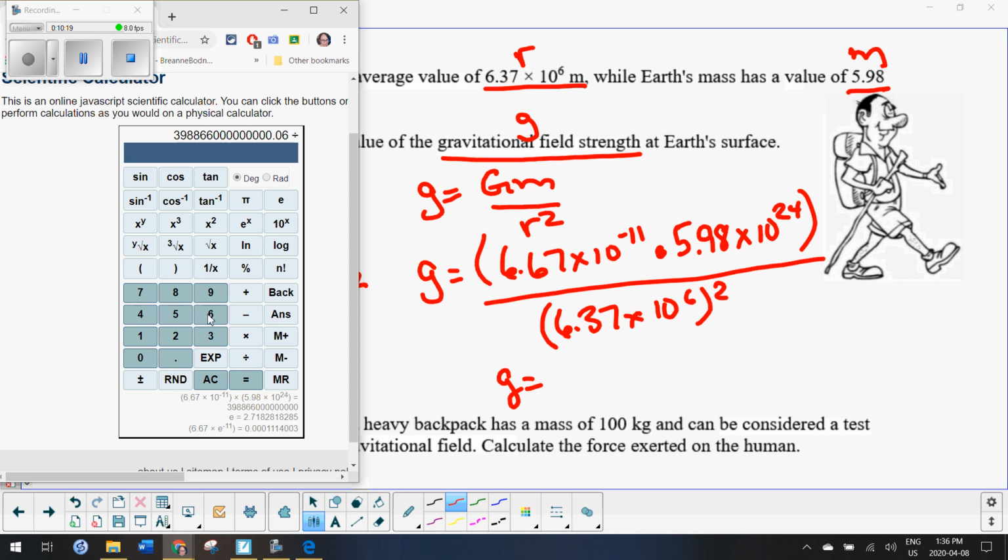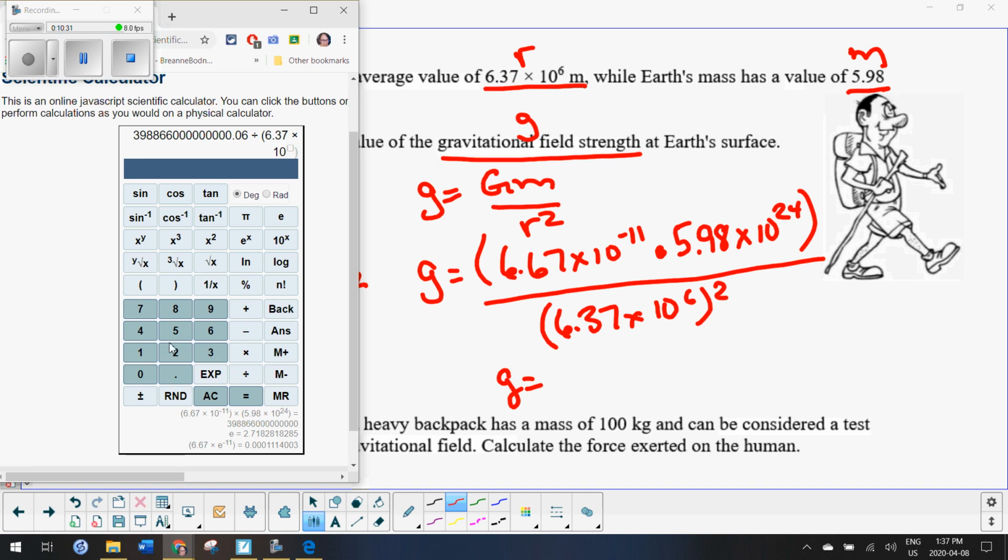You do not have to put brackets for this, but we'll just put them just in case. 6.37, and again exponent 6, and we need to square that. My squared button is right here. And then we're going to hit enter. Okay, so there's my answer, 9.8, and we'll just put 3 digits down.